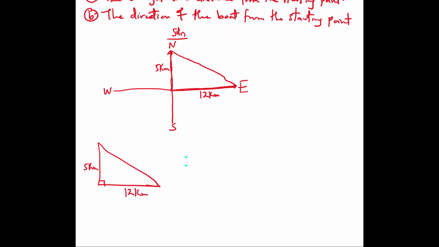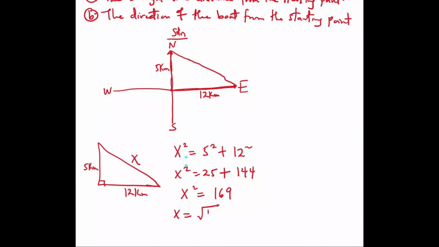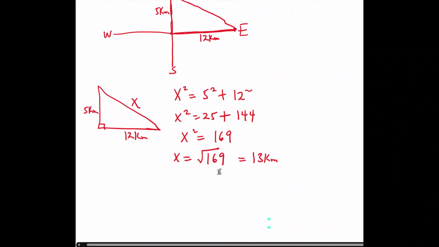When we draw it out like this, we have this side to be 5 kilometers, this side 12 kilometers, and we are looking for x. By Pythagoras theorem, hypotenuse squared is equal to opposite squared plus adjacent squared. So x squared is equal to 5 squared plus 12 squared. So x squared is equal to 25 plus 144, which is 169. When we find the square root of 169, we get 13 kilometers. So that's the straight line distance from the starting point.